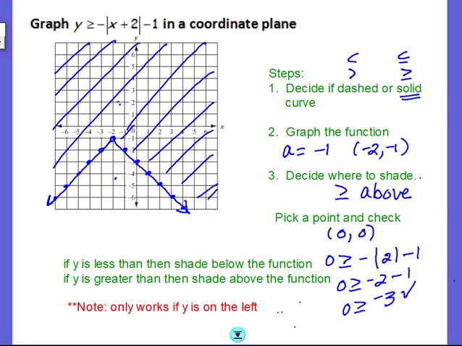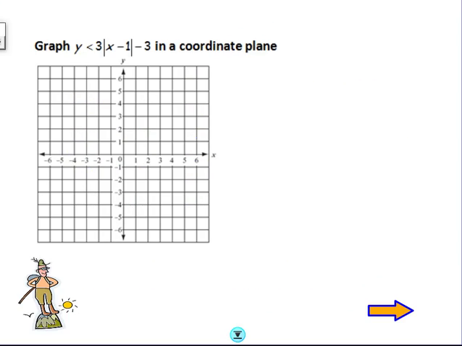All right, look at one more. This time we have less than, so it means we're going to be dashed. A is 3, and our vertex is 1, negative 3. Graph your vertex, 1, negative 3. Count A. Up 3, right 1. Here again, all the way off the graph. Now do the opposite. Up 3, left 1.